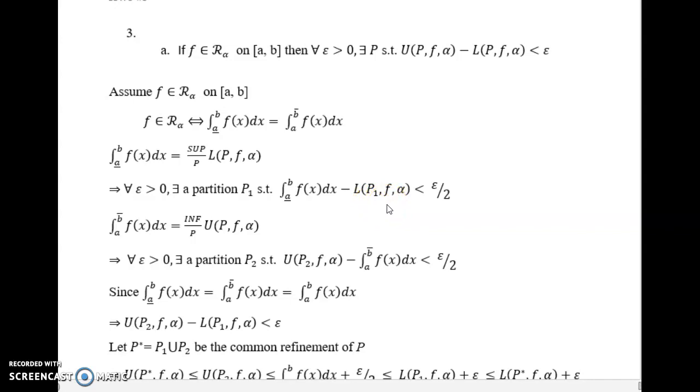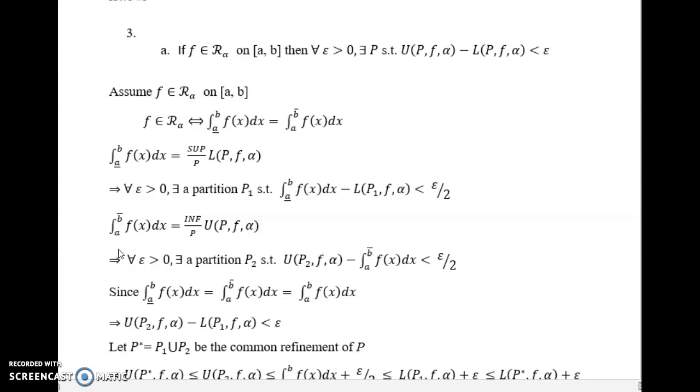And I have a picture on the bottom of this because this is all pretty confusing to me, as it probably is to you as well. Now, before we go down to the picture, we also know that the upper integral is equivalent to the inf of the upper sum, which would imply that for all epsilon, there exists another partition we'll call P2, such that the upper sum of P2 minus that upper integral would be less than epsilon over 2.